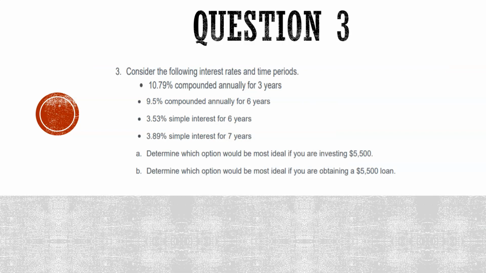And the final question, which is question number 3. Consider the following interest rates and time periods. A, determine which option would be most ideal if you were investing $5,500. And B, determine which option would be most ideal if you are obtaining a $5,500 loan.